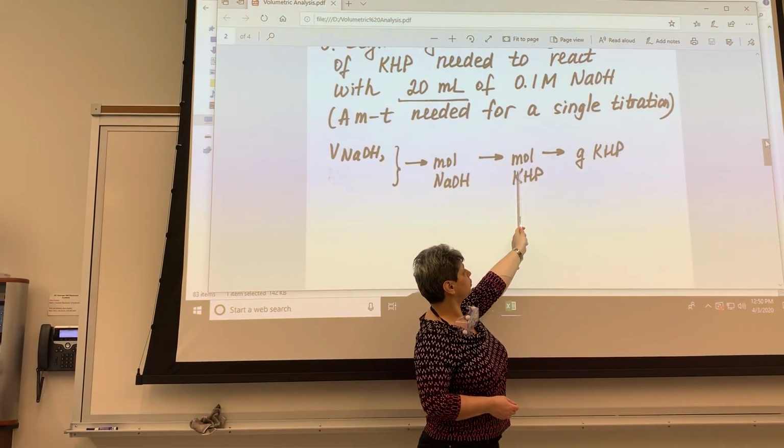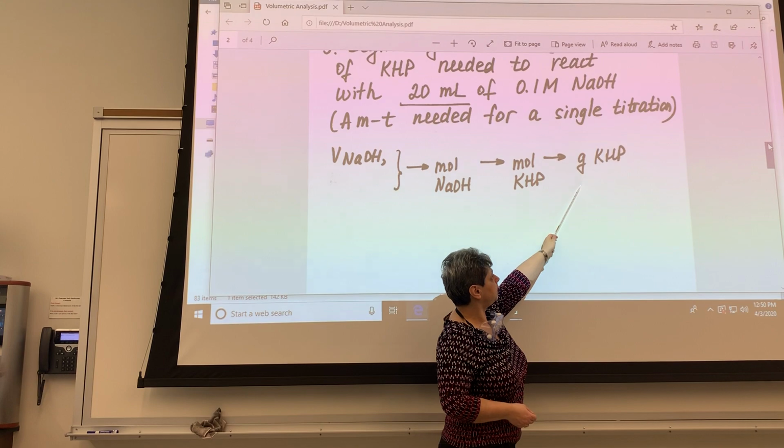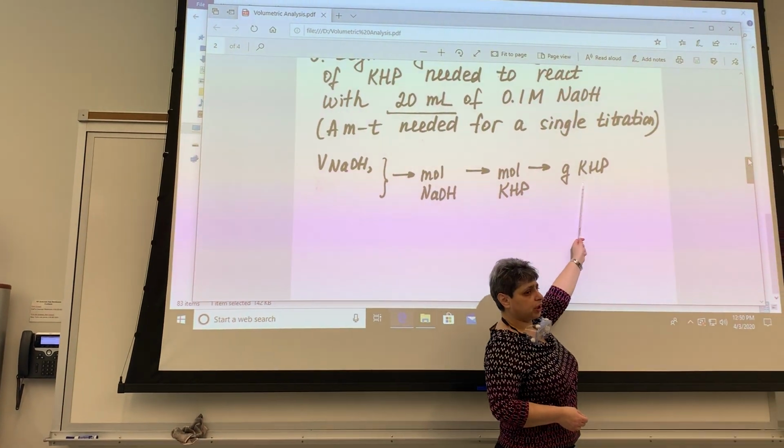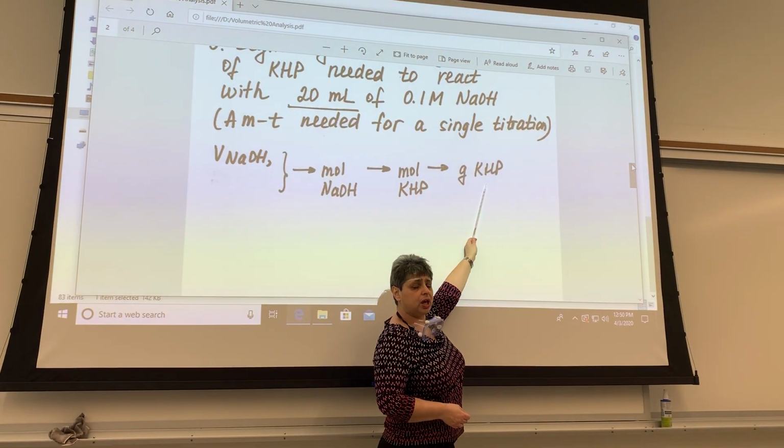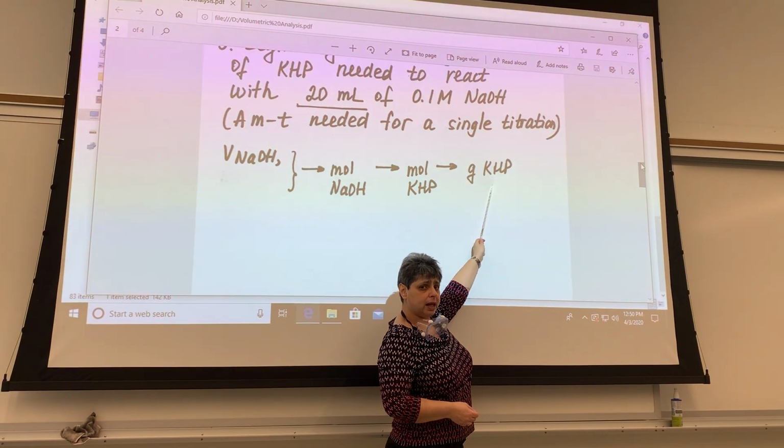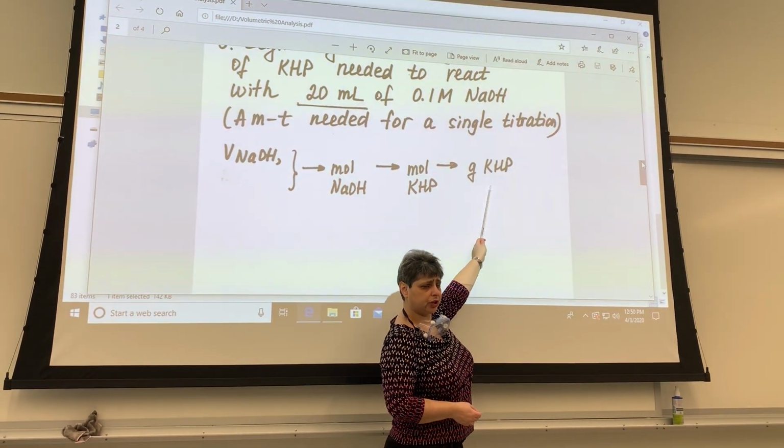And then once you know moles of KHP, you can find grams of KHP. So what are these grams of KHP? These are grams of KHP you theoretically would weigh and use for your titration.